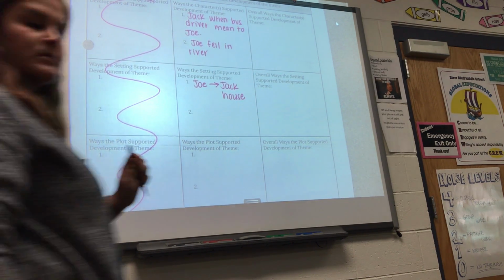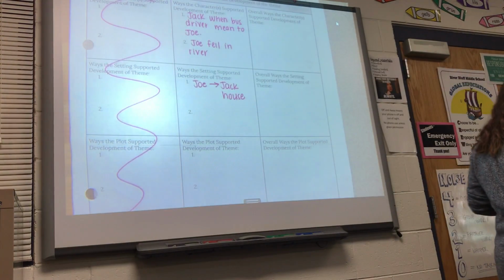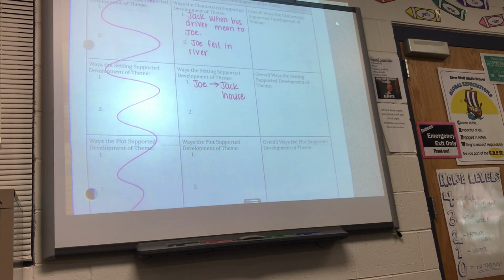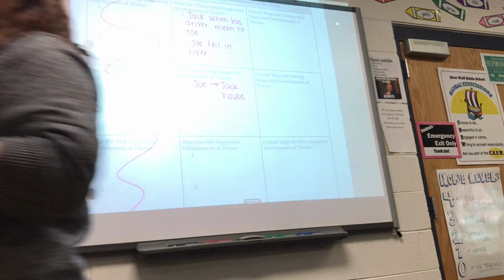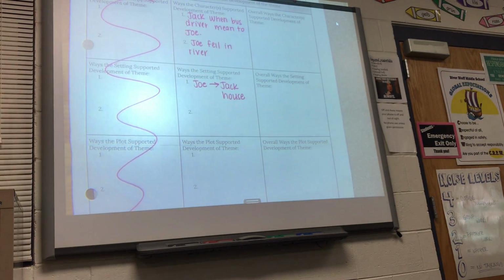What else? What else? Is there anything else that is part of the setting that helped us understand that theme? Austin? Joseph told Jack and his family what happened between him and... Is that part of the setting? Do you think that that's really the only one that's the best for that?